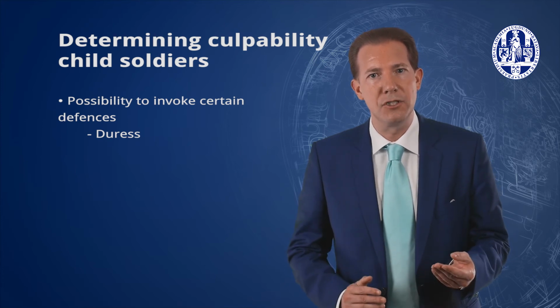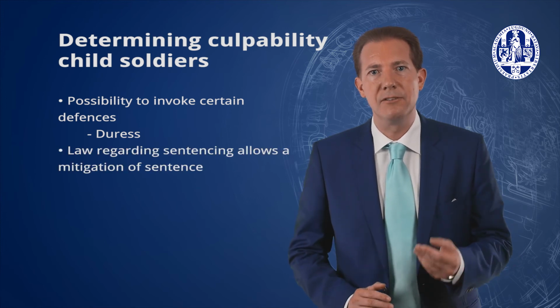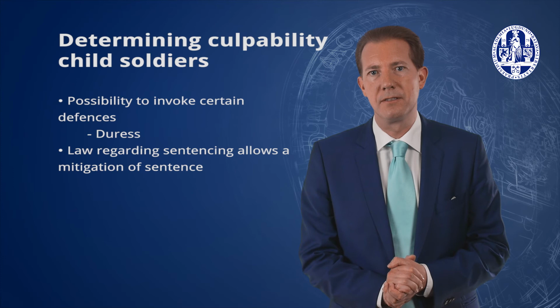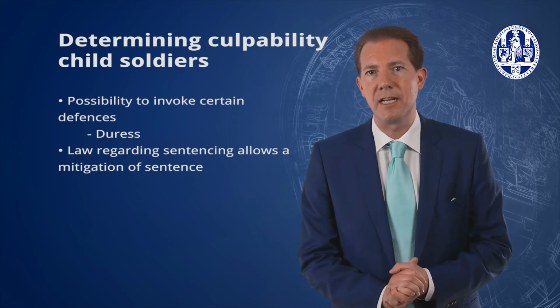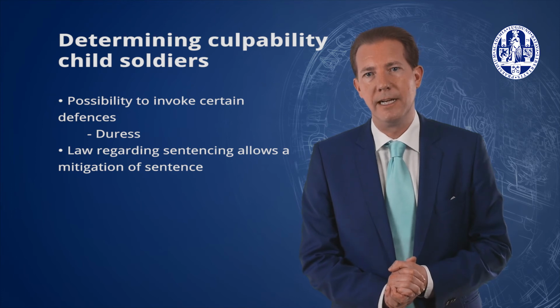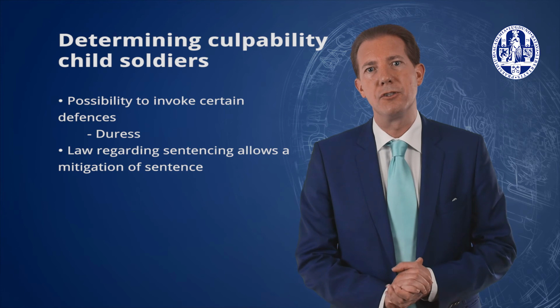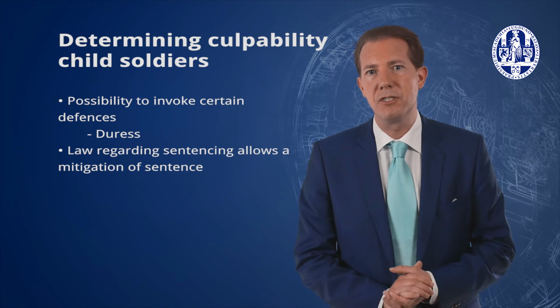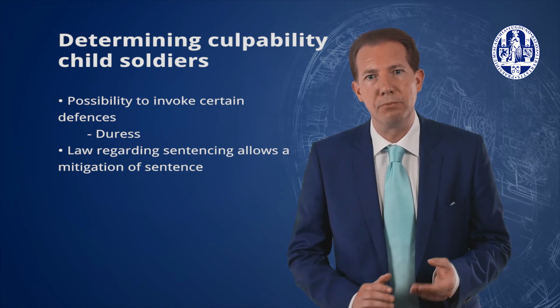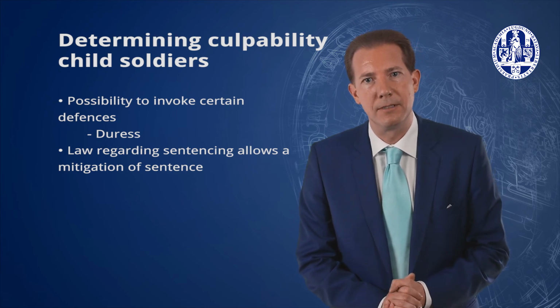The second approach is the law regarding sentencing. It is more flexible. It allows a mitigation of the sentence. Judges must take into account the individual circumstances of the convicted person. In this way, the traumatic childhood and the conditions of child soldiers can be invoked to reduce the sentence. But they do not preclude responsibility or prospects of reparation by victims.